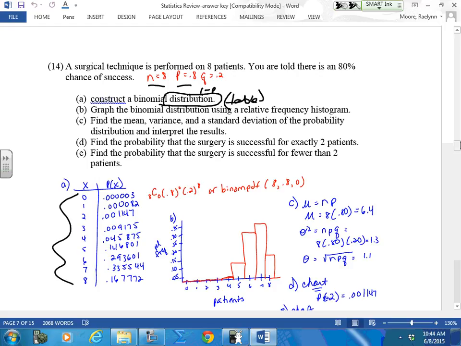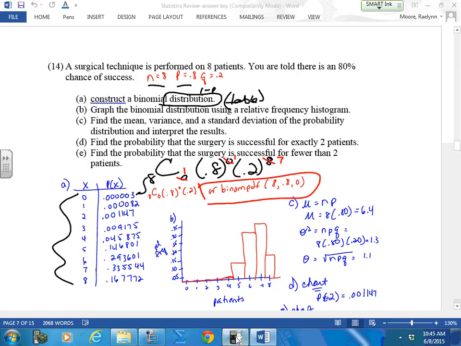Now, you have two choices to calculate your binomial probabilities. You could use the Algebra 2 method. At 8 things, I want 0 success. My success is 0.8. I want 0 of them. My failure is 0.2. I want 8 of them. That will give you this first one. Then you're going to change this to a 1, this to a 1, this to a 7. I want 1 success. I want 2 success. I want 3 success.